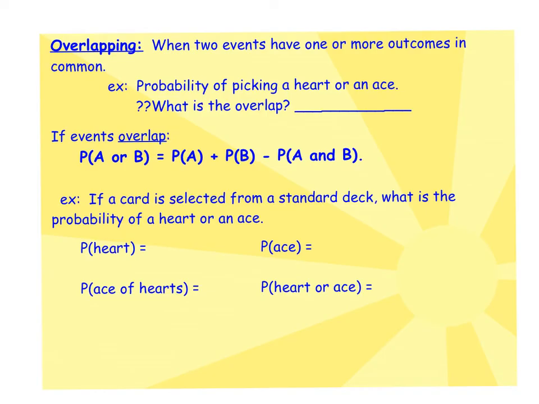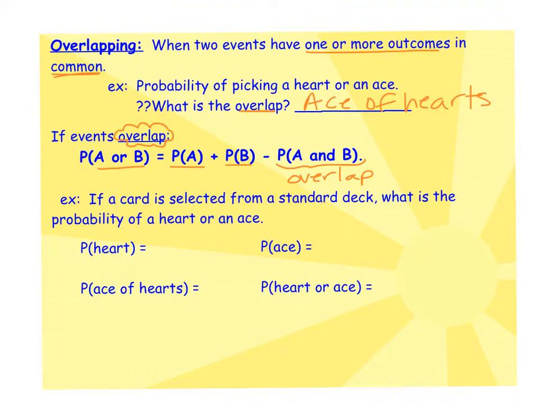There are certain instances, though, when cards can be more of one type. That's called overlapping, when two events have one or more outcomes in common. For example, probability of picking a heart or an ace. There's overlap there. There's a card that's both, and that would be the ace of hearts. When this happens, we have to kind of alter how we determine the probability. Now, if we want one event or the other to happen, but there's an overlap, we start off the same way that we did up above. We'll take their individual probabilities, but then we subtract out whatever the probability is of getting that overlapping card.